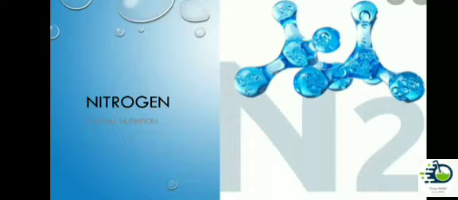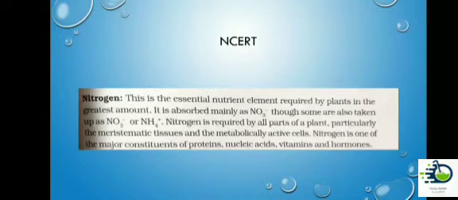Today we are going to discuss the first essential element which is required by plants. In that, the first macro element we are going to discuss is nitrogen. Now in NCERT they have given only 4 points: nitrogen is an essential nutrient element, or we can say an essential macronutrient element in plants, required in the plants in greater amount. It is absorbed mainly in the nitrate form.